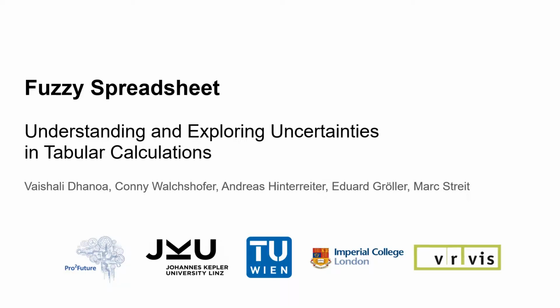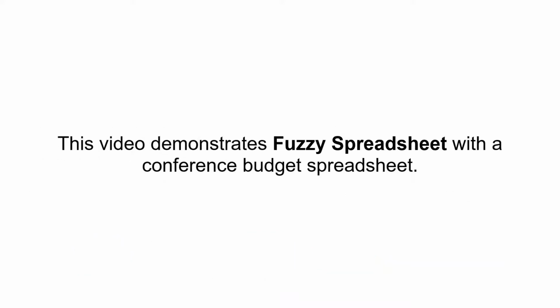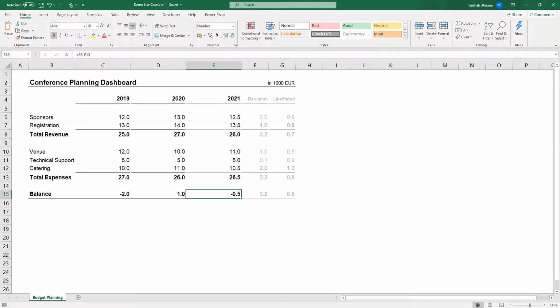In this video, we present Fuzzy Spreadsheet, a technique that augments spreadsheets with in-cell visualizations for understanding and exploring uncertain information. We demonstrate the technique with a conference budget spreadsheet. The table consists of revenues, including sponsorship money and registration fees, and expenses, including costs for the venue, technical support, and catering.